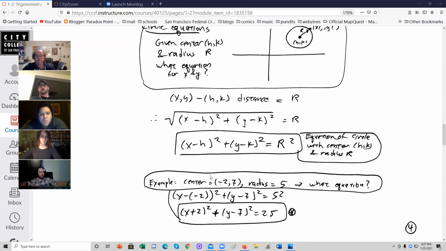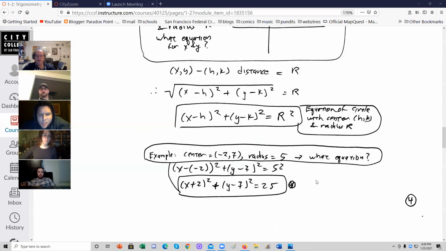For example, say the center is -2 by 7 and the radius is 5. What's the equation? It'll be x minus -2 all squared plus y minus 7 all squared equals 5 squared. The minus and negative cancel, so this will be x plus 2 all squared plus y minus 7 all squared equals 25, and this is an equation of the circle.